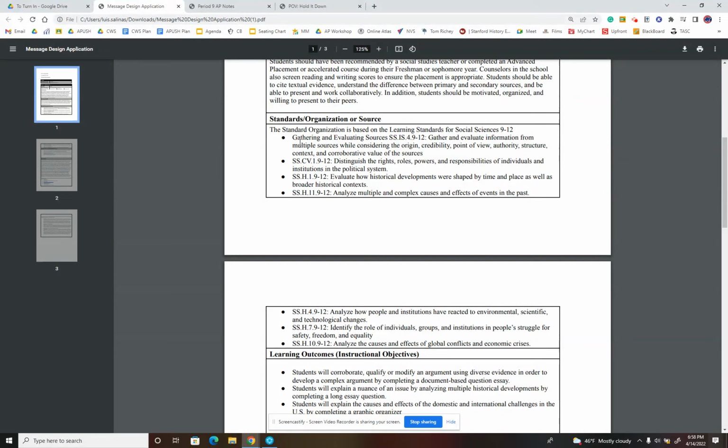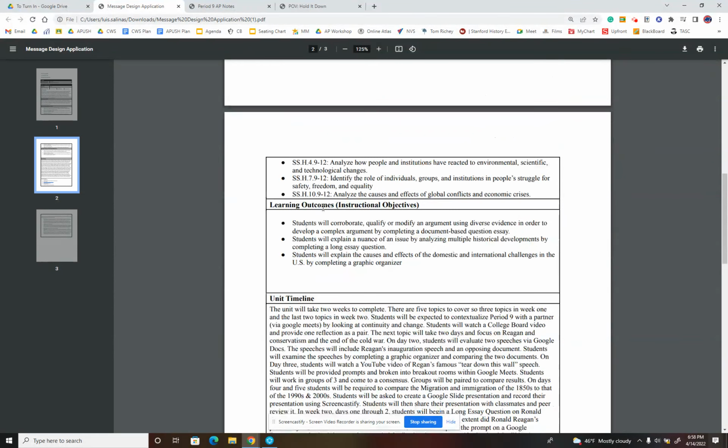In terms of the standards, this is something governed not by me but by College Board. Anybody who knows anything about AP is aware that it is governed by College Board. So these are the standards that align with Period 9, and you can see that in how they label them.